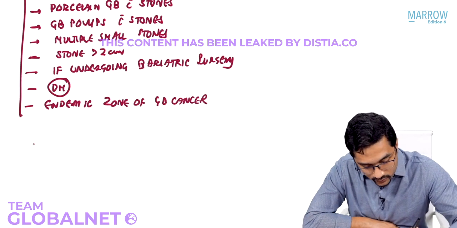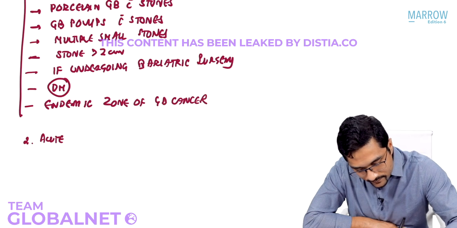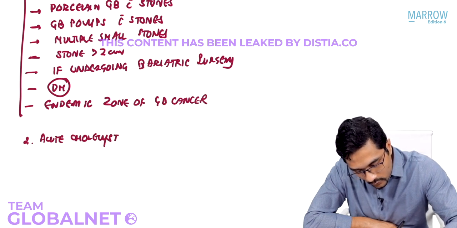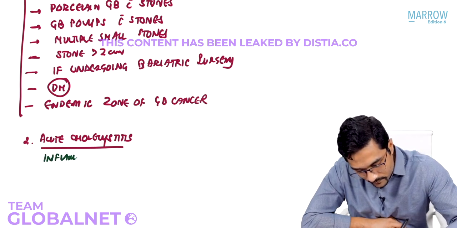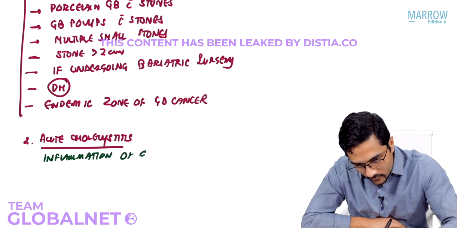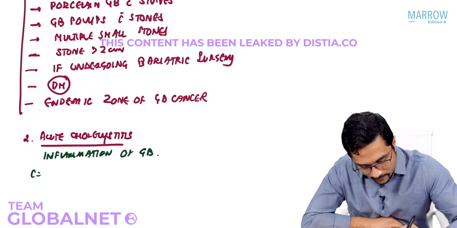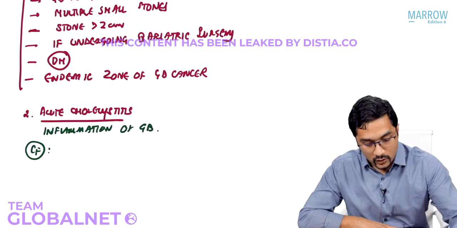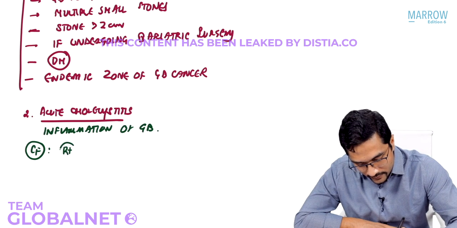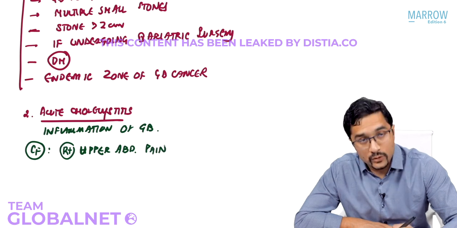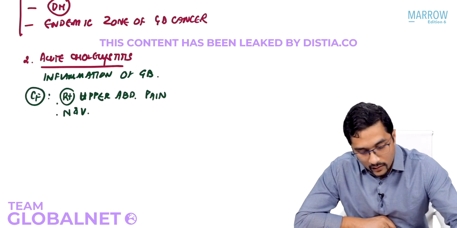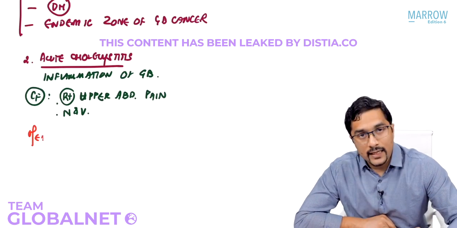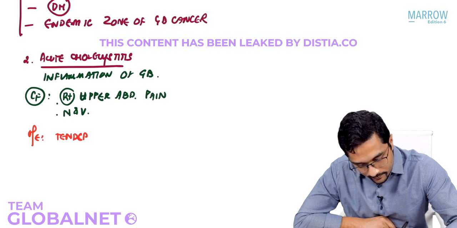The second presentation which we're going to talk about is acute cholecystitis. Acute cholecystitis, as the name suggests, is inflammation of the gallbladder. The symptoms which the patient is going to present with are right upper abdominal pain. Right upper abdominal pain is how the patient is going to come to the emergency. It's going to be associated with nausea and vomiting as well. On examination, there'll be tenderness in the right hypochondrium.